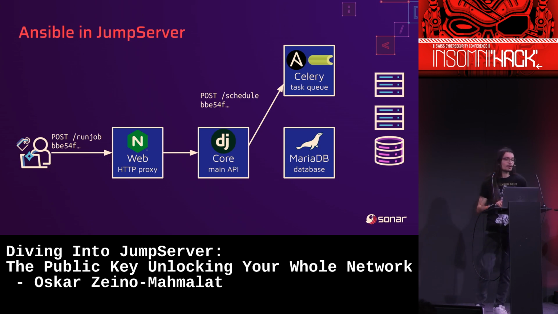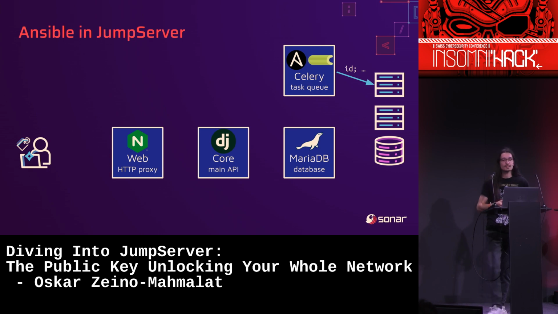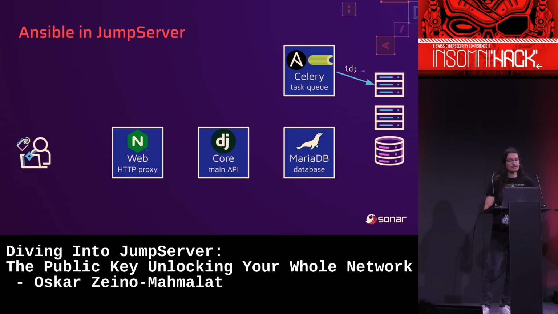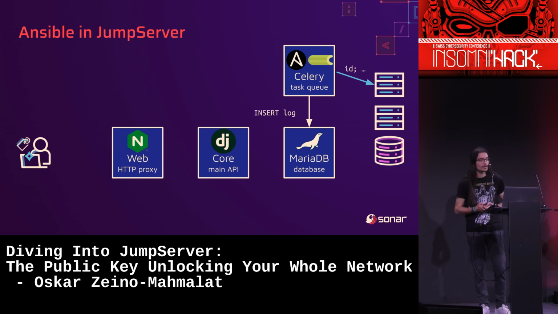And at some later point, the task queue decides now it's time for this job, because maybe it doesn't happen instantly. It has a lot of other tasks to do first. And then at some point it decides to do it and takes the playbook, gives it to Ansible, which is integrated in the Celery container as a library, and uses SSH to connect to one of the servers and run the command. And then it inserts all the logs inside the database.